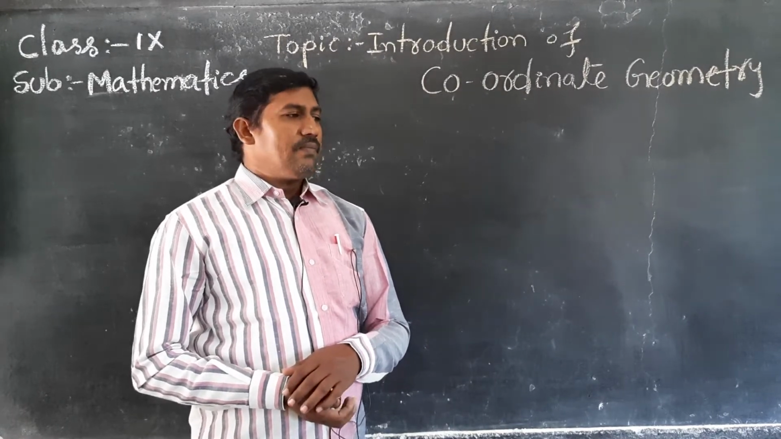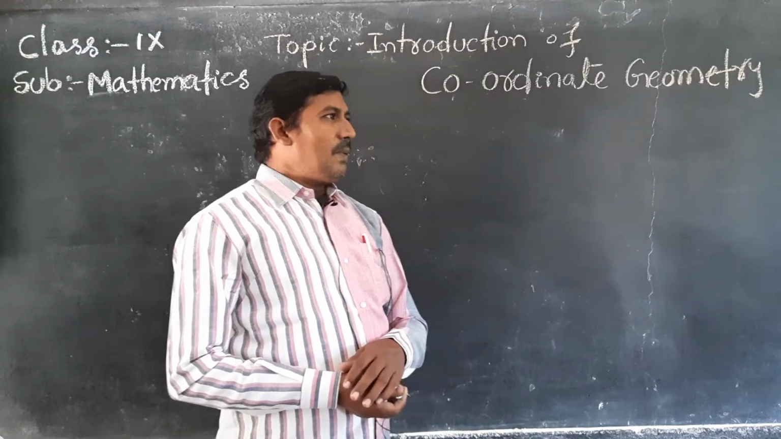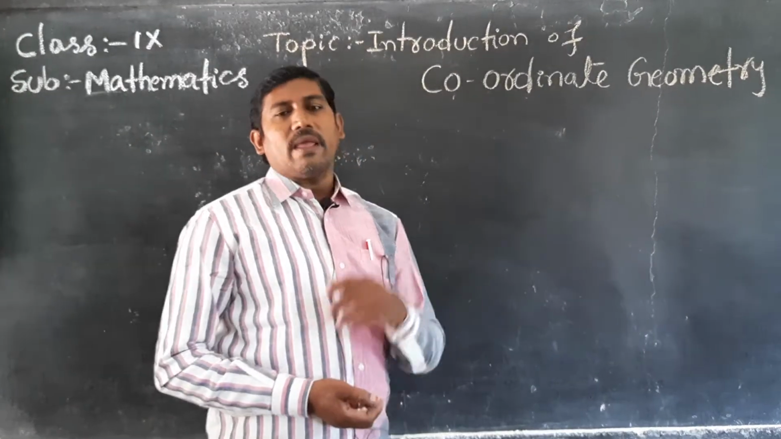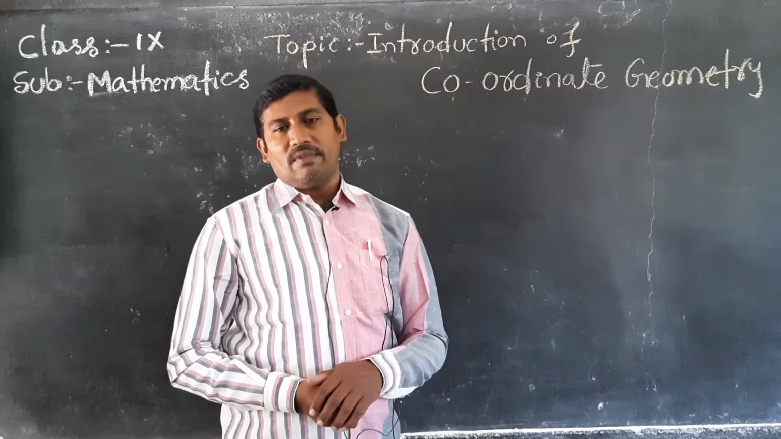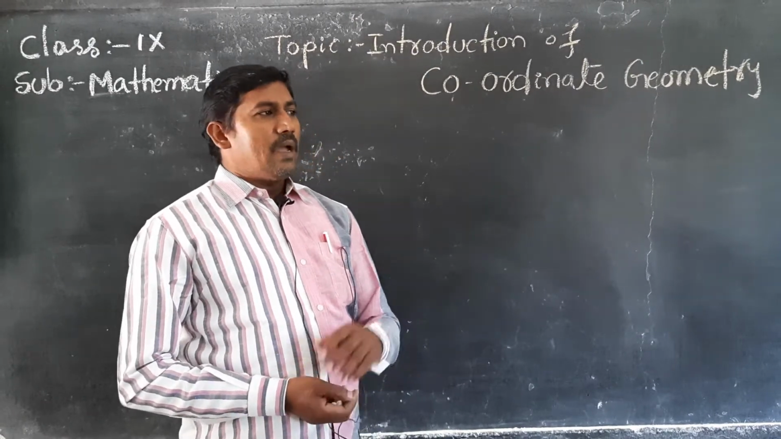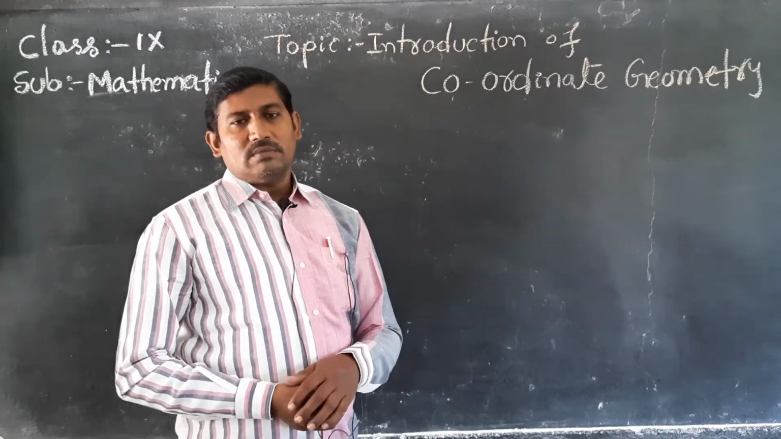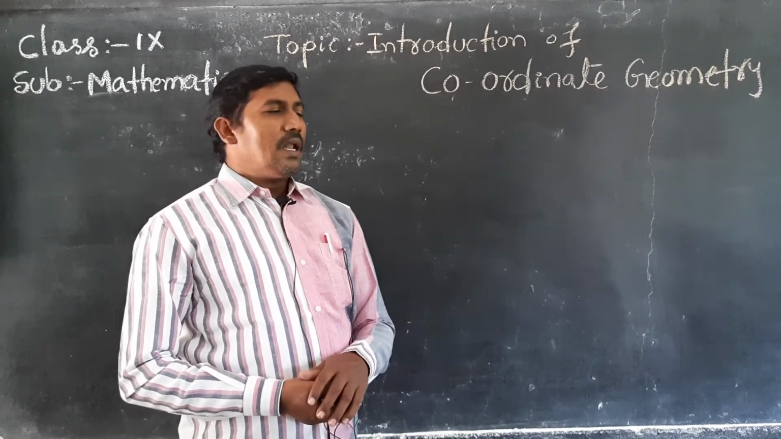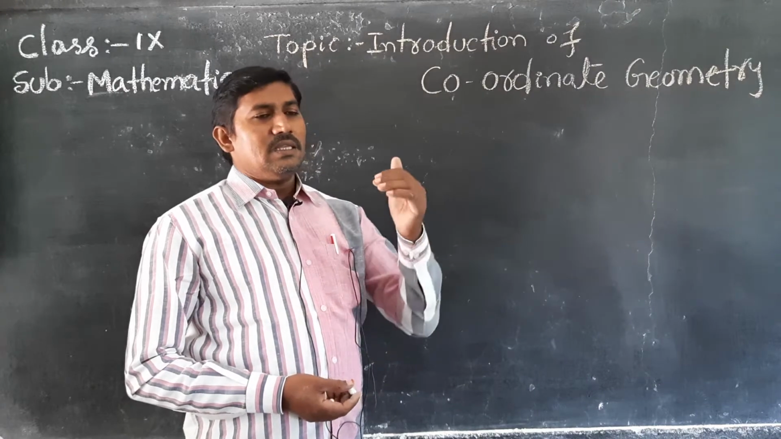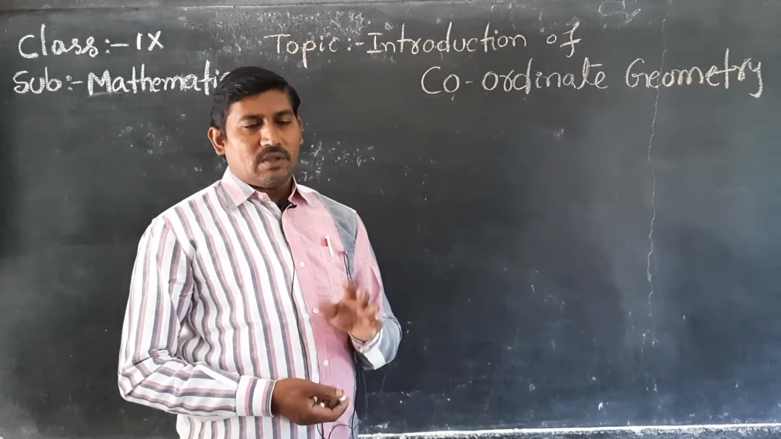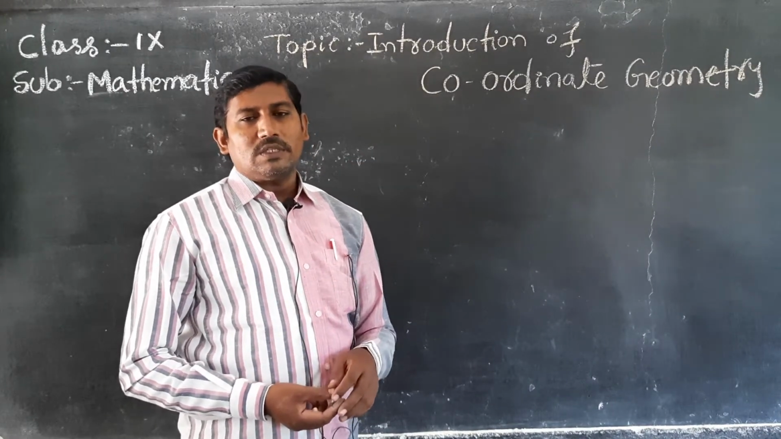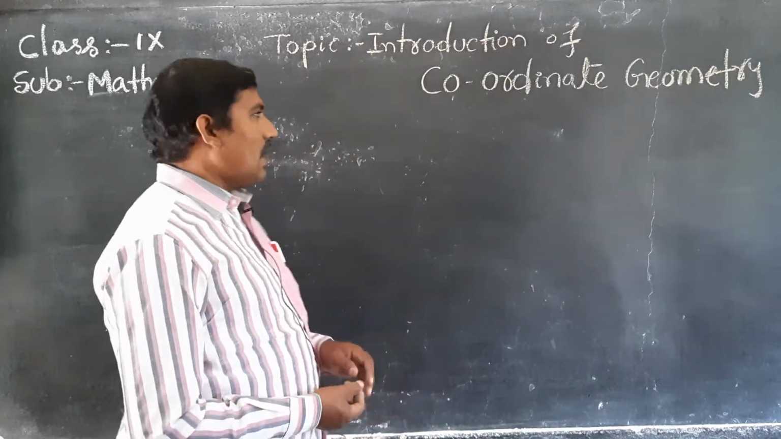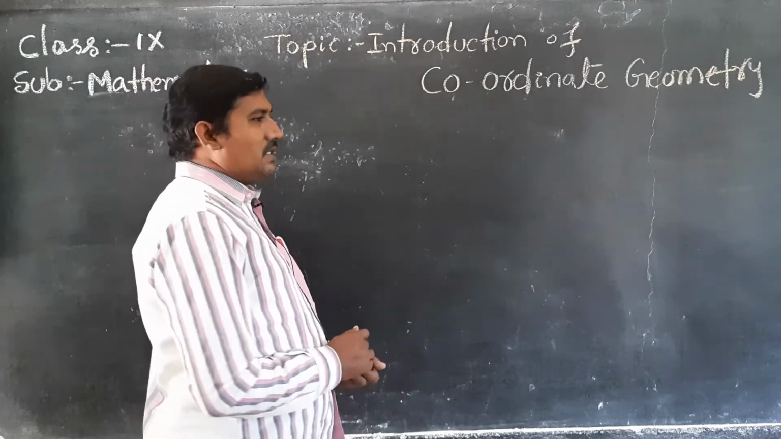Like that only. What is your rank? If you got the maximum score, then automatically you will get first rank. So like that, for saying these places, we are using rows and columns, and we are going to the introduction part in coordinate geometry.